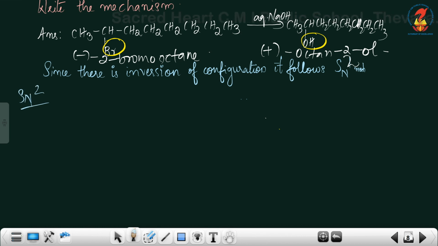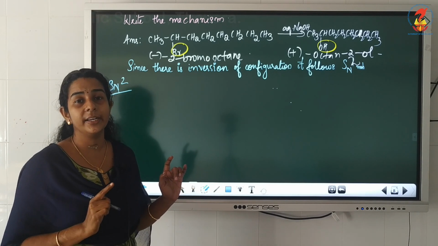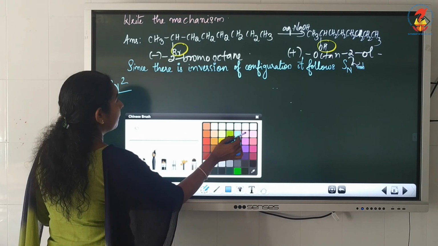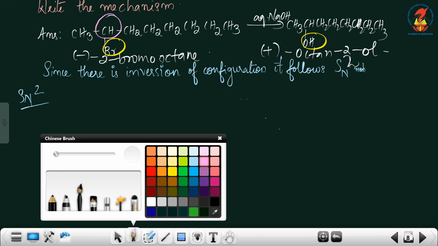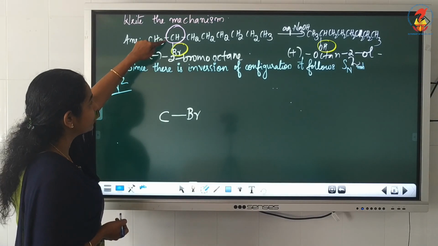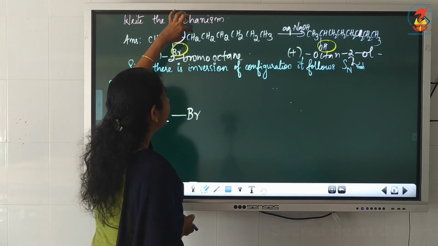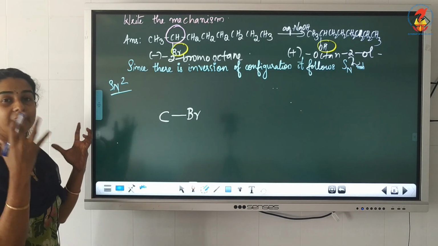So remember once again, when we write whether it is SN1 or SN2, we need to expand only the X-attached carbon atom of the alkyl halide. So here which is the X-attached carbon? This is the X-attached carbon. So first we need to write the C-X bond. Here the X is bromine. Which are the other groups on this carbon, the X-attached carbon? One is hydrogen, one is methyl, and one is CH2, CH2, CH2, CH2, CH2, CH3, the big or bulky group.